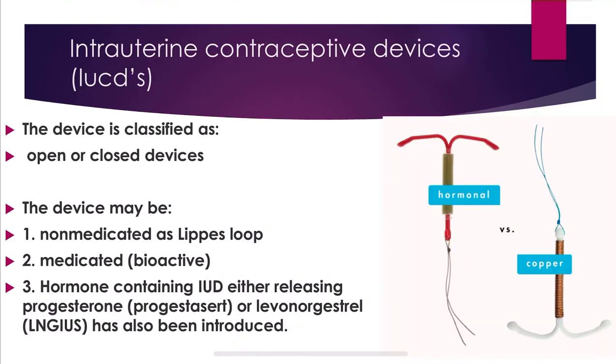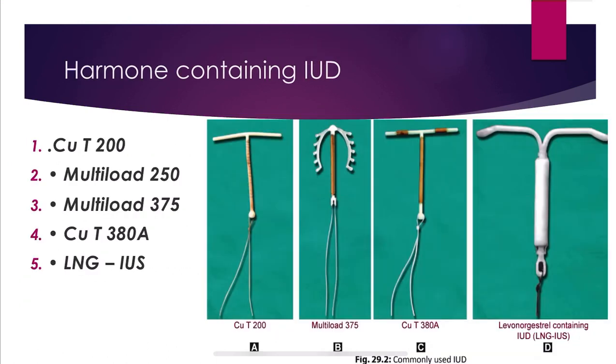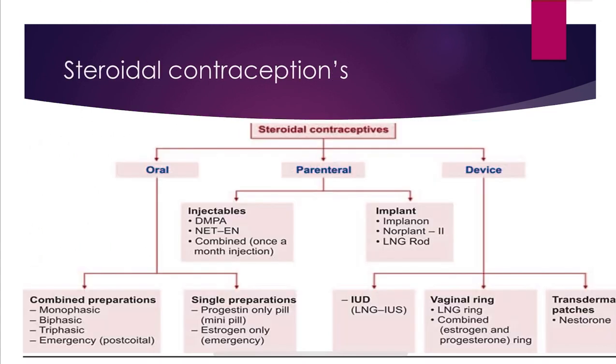The intrauterine devices, we saw they could be 2 types, open or closed. The devices are non-medicated like Lippes loop, medicated like bioactive. The hormone containing IUDs, that is progesterone and LNG IUS. The copper ones were Copper T, Multiload 250 and 375. Copper T was 200 and 380. LNG IUS. The steroidal contraceptives, we saw the oral in the form of combined preparation or single preparation. Parenteral, injectables or implant. The devices were IUD, vaginal ring, transdermal patches.